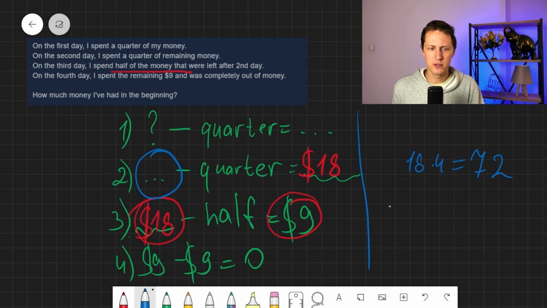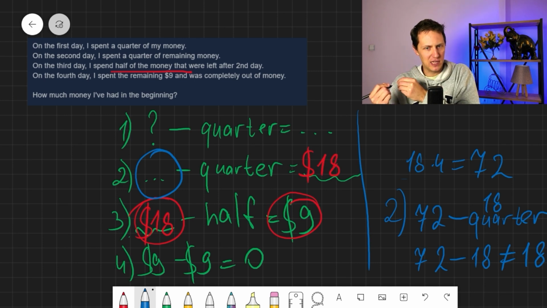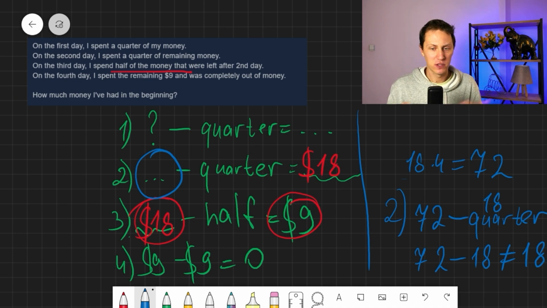And when we try to do the second step with $72, we go 72 minus a quarter. And how much would a quarter of 72 be? This would be $18. And then we have to subtract 72 minus 18, and obviously we are not going to get 18 out of it. So if we subtract a quarter and we have $18 left, we cannot obtain the sum that was in the beginning by multiplying 18 by 4. That's obviously not how it works.